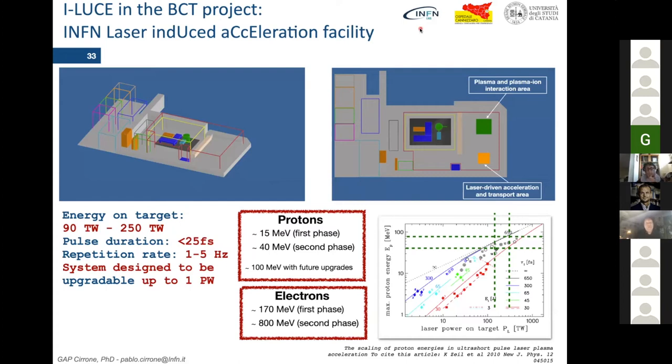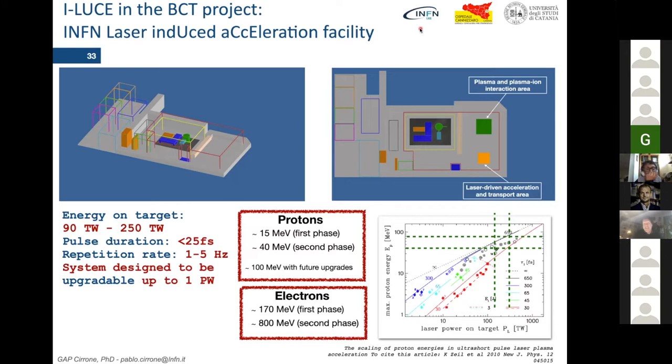And inside this project, we got the funds to realize a laser and radiation system to accelerate protons and electrons. We introduced electrons in the project as well, to accelerate, in fact, protons for medical application, to produce the so-called FLASH beam, where you can demonstrate the FLASH regime, that is the sparing of healthy tissue with very high intensity beams, also when the beams are generated by laser.